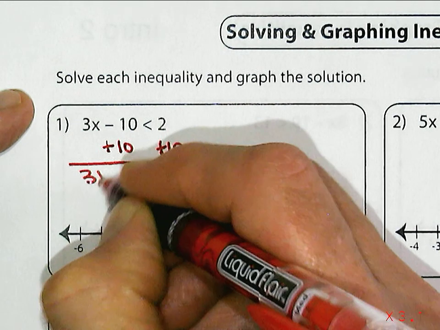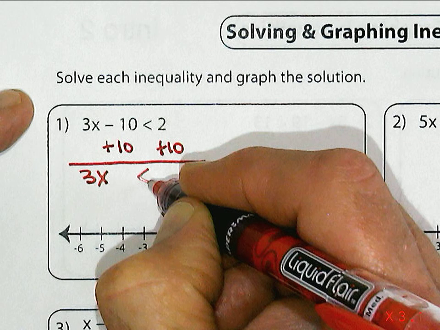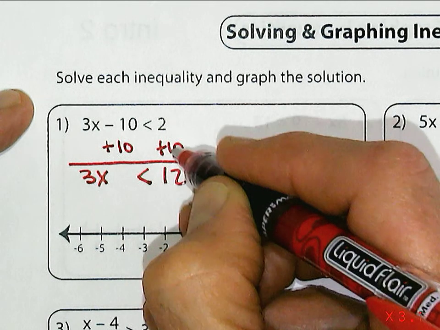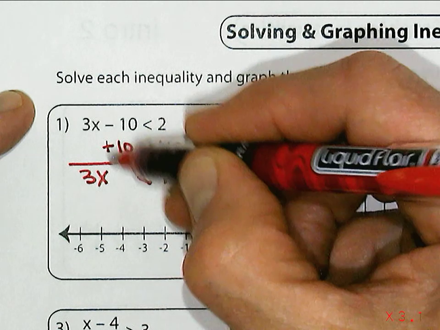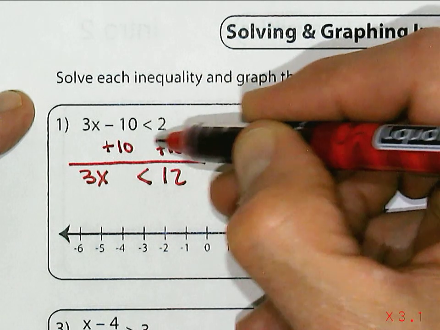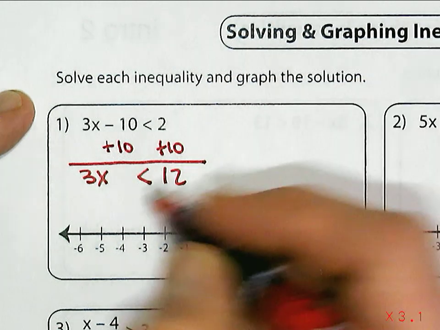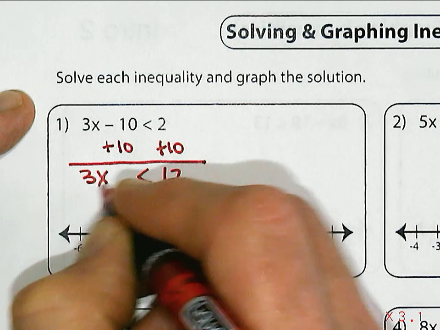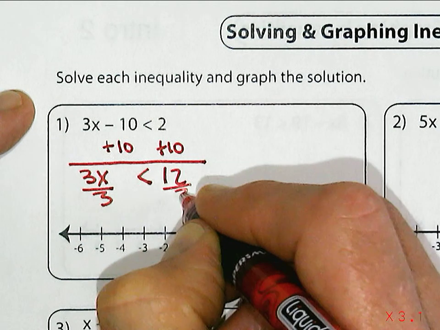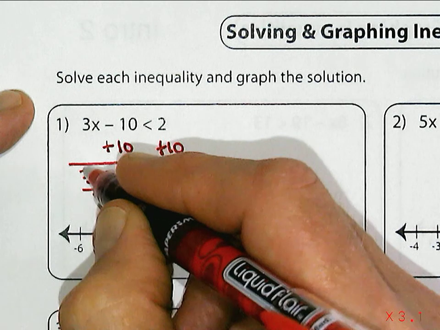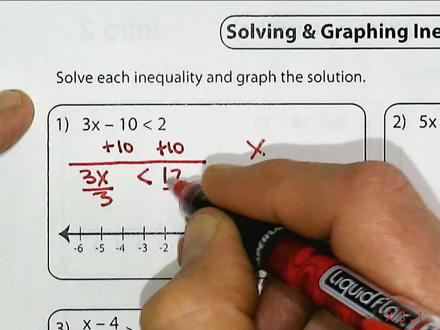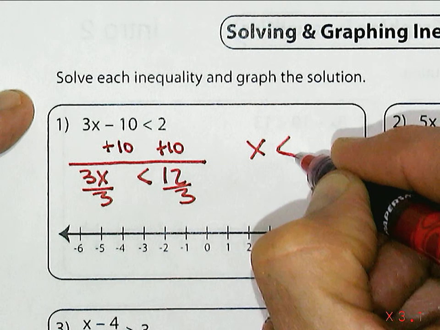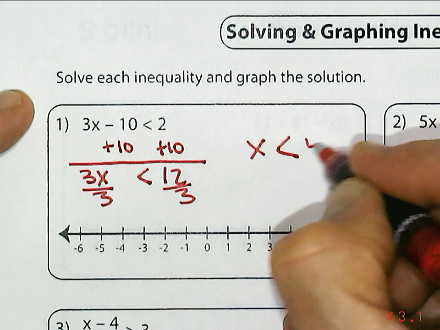So now I have 3x is less than 12. 10 plus 2 is 12. The 10 goes away. That's the whole reason I added 10, was to make the 10 go away. It's minus 10 plus 10 makes 0. And then I have to divide both sides by 3 to get the x alone. So now 3 divided by 3 is 1x, and x is less than 12 divided by 3, which is 4.